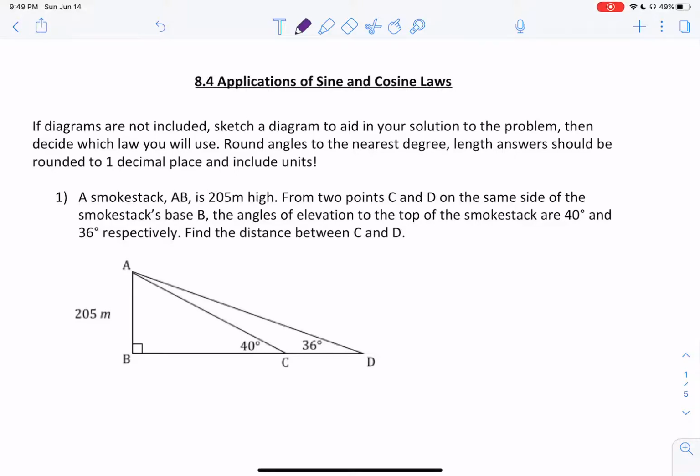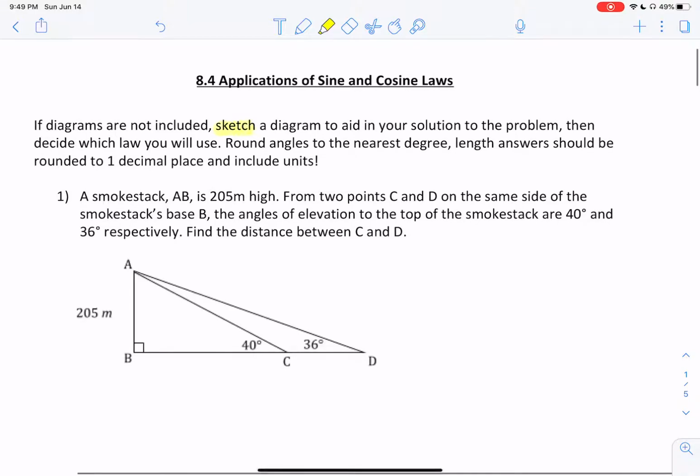For this lesson, we're going to be looking at the applications of sine law and cosine law. So a few important things to note before we get started. Firstly, if there is not a diagram included, make sure you sketch a diagram. These questions are almost impossible to solve without a diagram. Next, make sure you've labeled all of your triangle, and then we'll decide which law we will use.